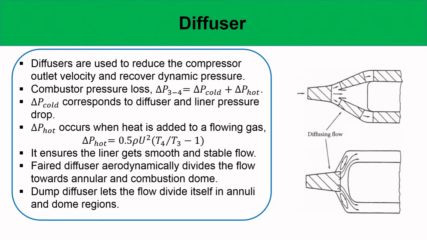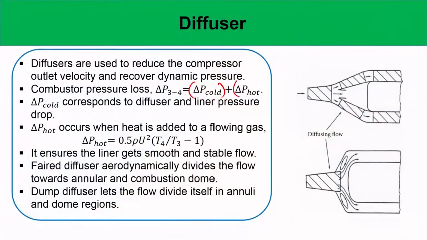The cold loss is because you are pushing in the air, and to push in the air you need to have some kind of pressure drop, because there are viscous losses on the walls. It's like a pipe flow: if you want to maintain a constant velocity profile in a fully developed pipe flow, you need a constant pressure gradient, so that the fluid can overcome the viscous losses at the walls.